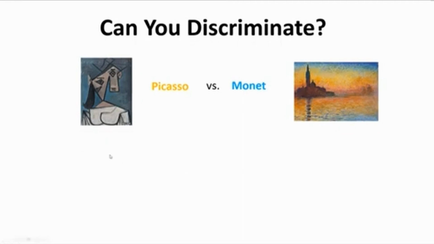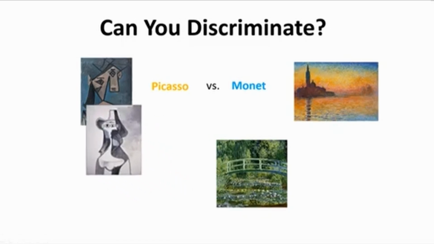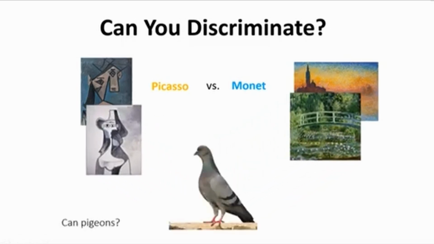The first of which is, can they tell the difference between Picasso and Monet paintings? So you can train one group of pigeons to respond to Picasso paintings. So the presence of a Picasso painting would become an S+, and the presence of a Monet painting would become an S-. And then you can test them with new Picasso and Monet paintings and say, did they learn that Picasso-like paintings should be responded to and Monet-like paintings should not be responded to? And in fact, pigeons are very, very good at figuring this out.